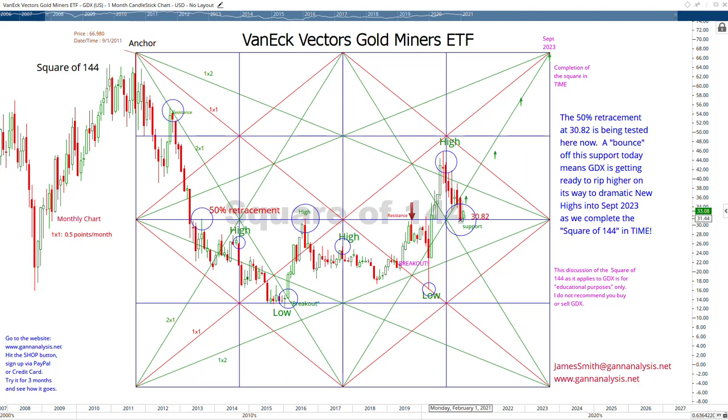If GDX rallies into it, then you know that's probably a high. If it sells off and forms a higher low, maybe it continues on. But in any case, some sort of turn is likely in September 2023. This is going to be a very important date, time frame for GDX.